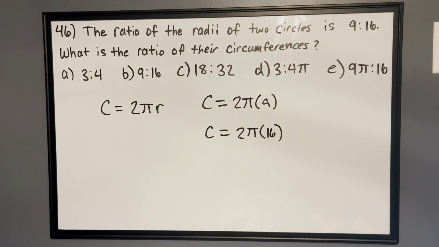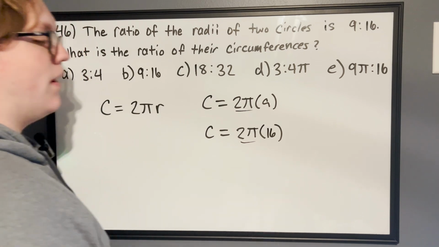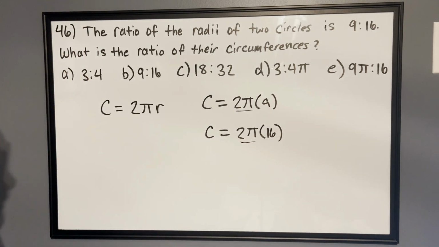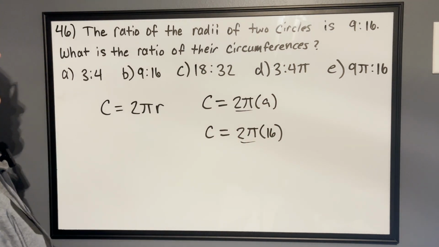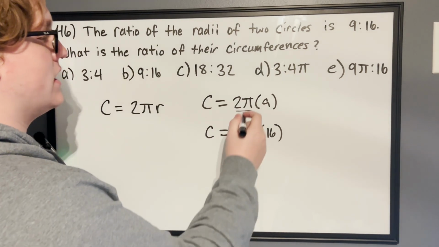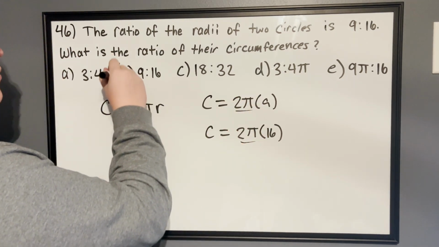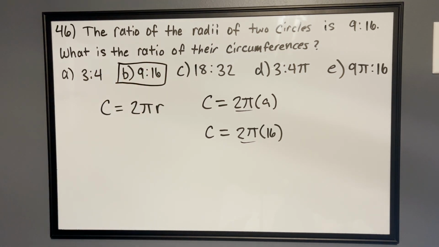Now, we don't have to do any math to realize that these are being increased by the same factor of 2 pi. So the ratio between them will not change, because the circumferences are being increased by the same factor. So the ratio doesn't change. We're going to stick with the original 9 to 16, which is option B. So that's it for 46.